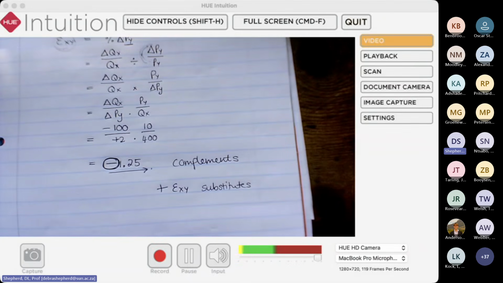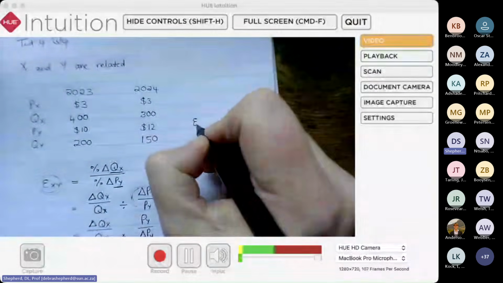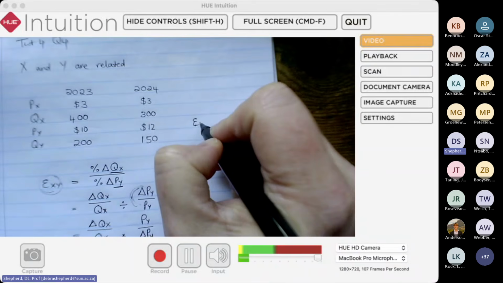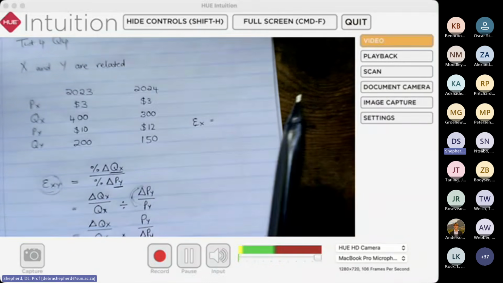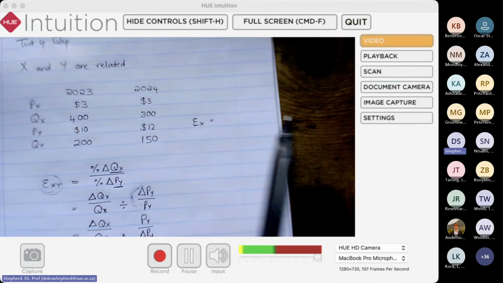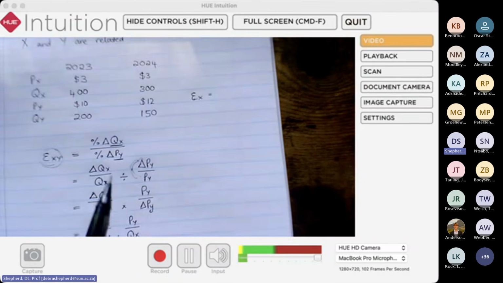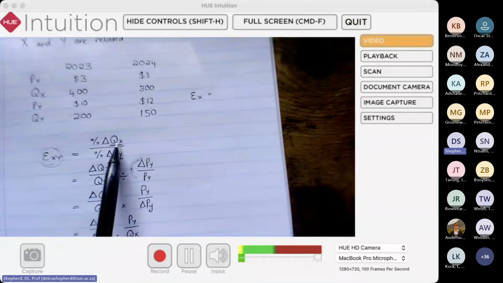Okay. What I'm now going to do is show you how we can also have calculated the price elasticity for, let's say, product X using this information here. So I could have also said, what is the price elasticity of demand of X? And we would use the same formula, except now instead of comparing the percentage change in the quantity of X to the percentage change in the price of Y, we would be comparing the percentage change in the quantity of X to the percentage change in the price of X. So we use the same formula.